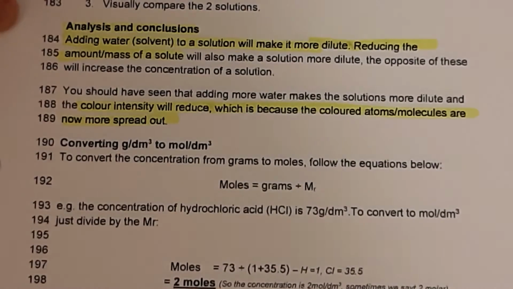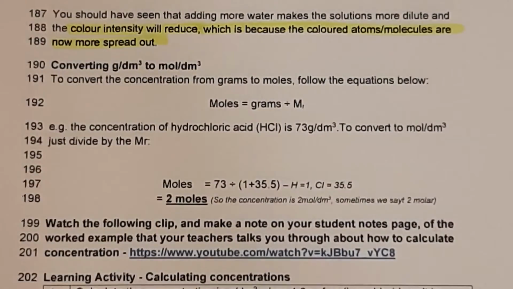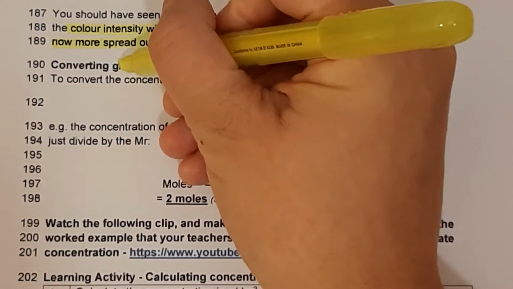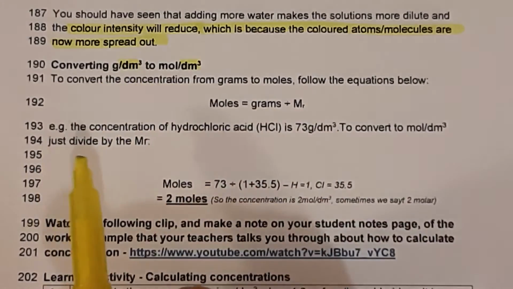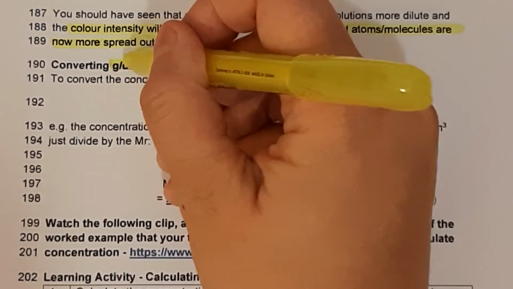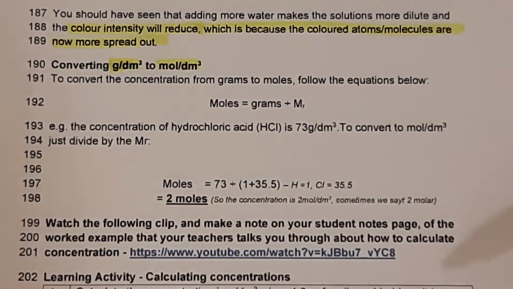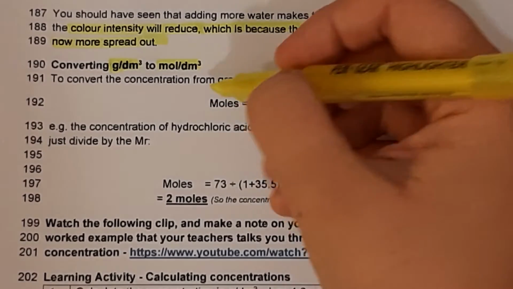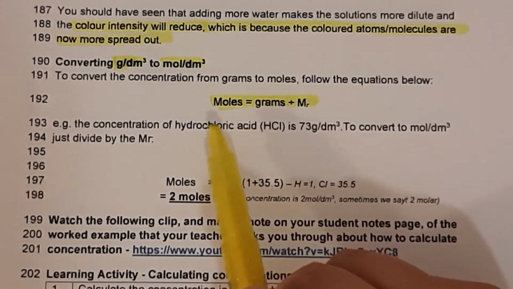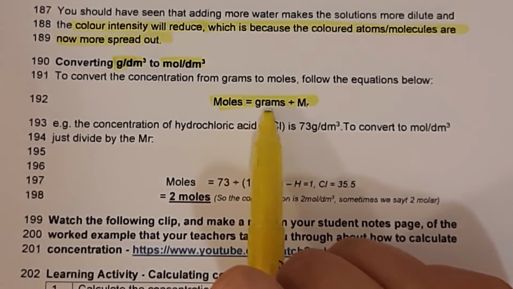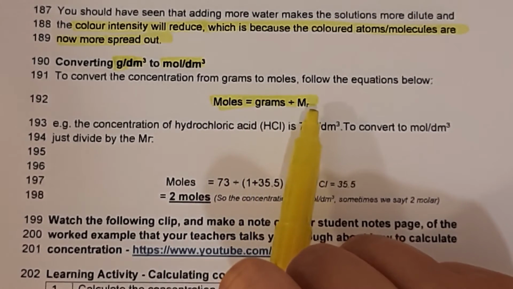Now we're going to look at converting between grams per decimetre cubed and moles per decimetre cubed. You'll notice they're both per decimetre cubed. When you're converting units that have two parts to them, you should only ever change one part. So we're converting the gram part to moles and vice versa. To convert the concentration from grams to moles, use this equation: whatever your concentration is in moles equals grams divided by the relative molecular mass.